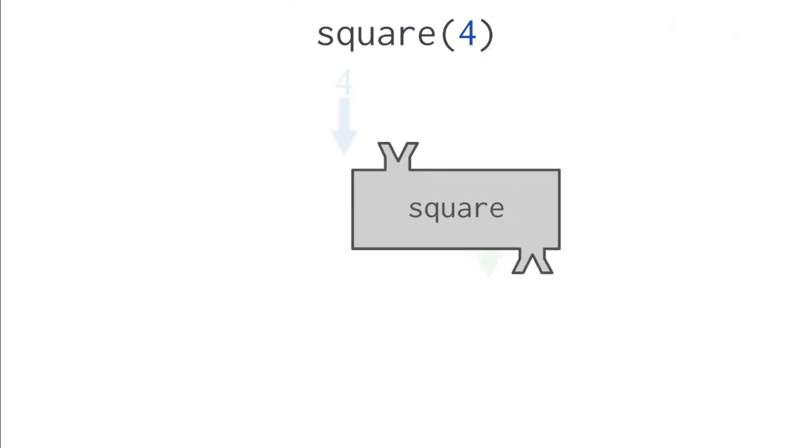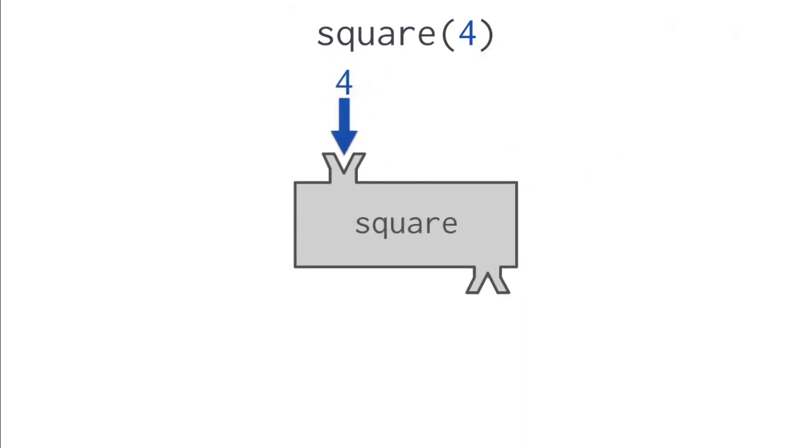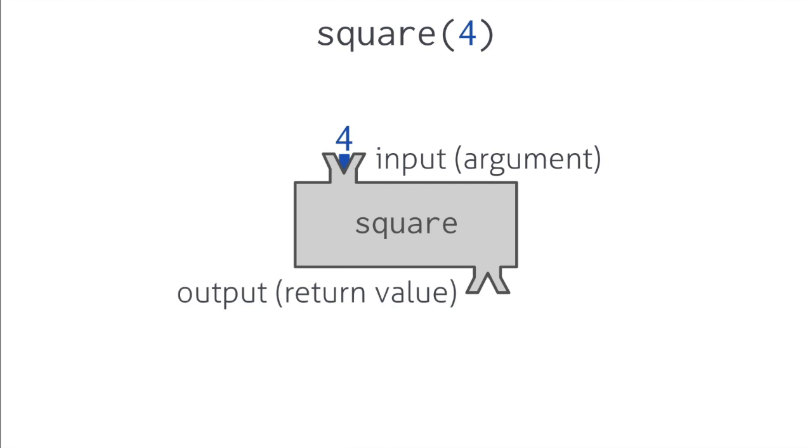And what this is saying is that we're feeding in 4 into our function, and our square function is going to take in 4 and compute the output or return value, and in the case of square it's going to return 4 squared, or 16. And what that means is the value of this overall expression, square of 4, is 16, or whatever got spit out by the function when we called it.